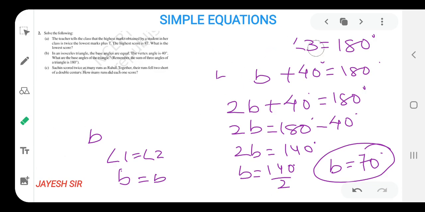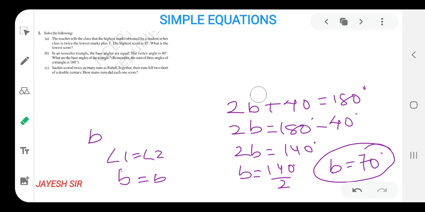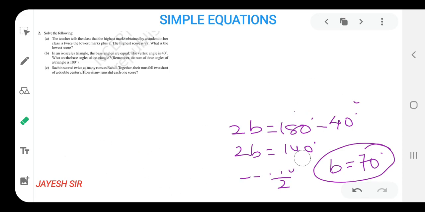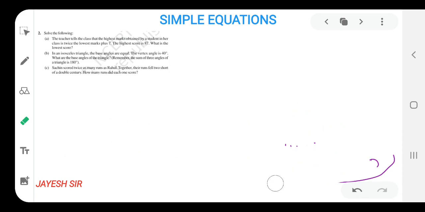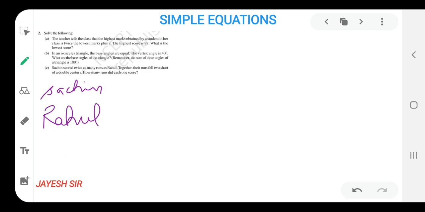Now let us begin with the next sum for the day. Sorry for that. Now the next sum is: Sachin scored twice as many runs as Rahul. Let us write Sachin and Rahul. Two persons are there. Sachin has scored double the runs of Rahul.